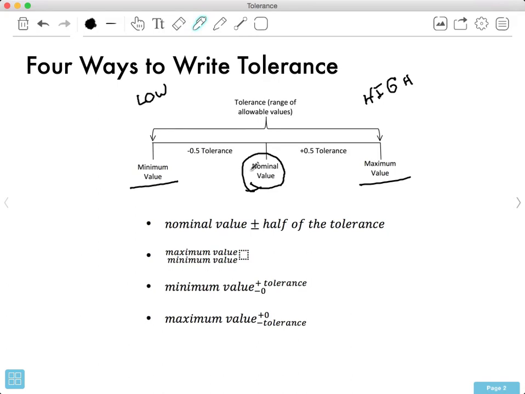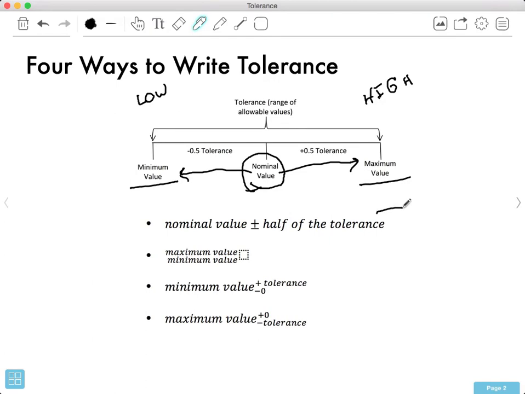And then it's important to note that to get from nominal to the minimum, or to get from nominal to the maximum, you have to go half the tolerance up or down, because you split this full tolerance into two halves, going from the middle to the top and the middle to the bottom. And that's where this plus 0.5 is a half, and minus 0.5 come from. You're just saying from your nominal value, add half of whatever the tolerance is to get to the maximum.